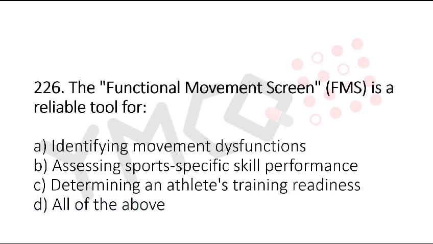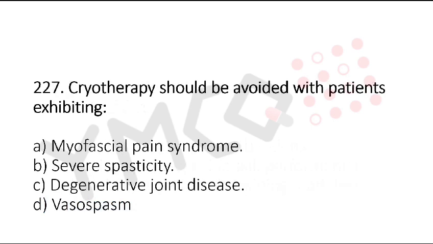The functional movement screen is a reliable tool for option A, identifying movement dysfunction. Option B, assessing sports-specific skill performance. Option C, determining an athlete's training readiness. Option D, all of the above. And the answer is option D, all of the above. Now let's move to question number 227.